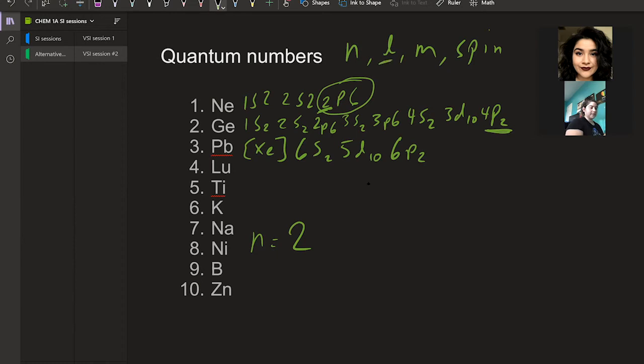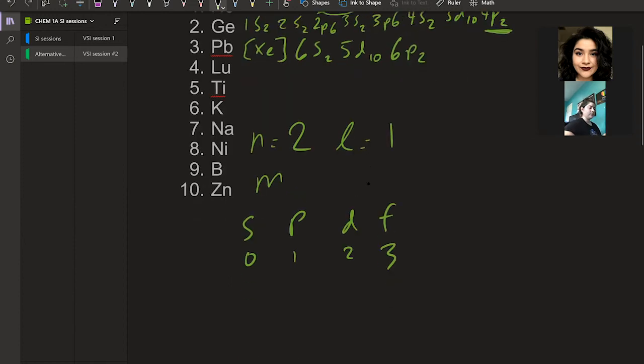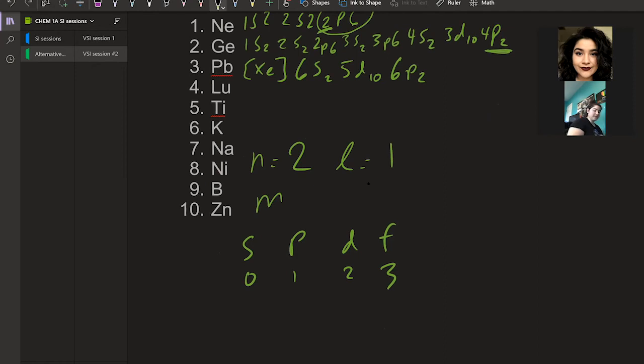For L, it's going to be the orbital type. If you remember, we have S, P, D, and F. This is 0, this is 1, 2, and 3. Since we have P, the L value is equal to 1. For our M value, it's going to be the position on the orbital. The P orbital has 3 spaces, so you have 0, 1, negative 1. And that's how you label the positions.